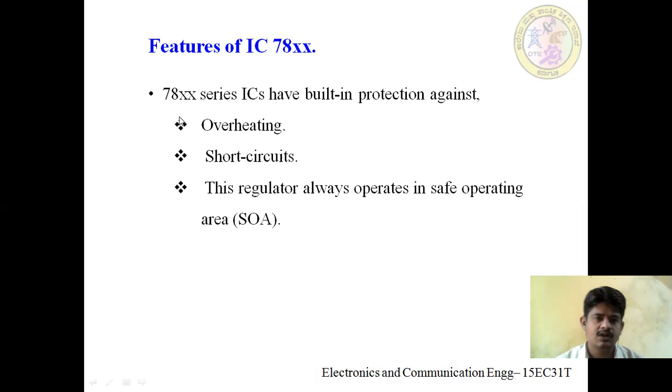And we have still more features. The 78 series IC has built-in protection against overheating and short circuit, and the regulator always operates in a safe operating area. It means sometimes it may overheat or it may have a short circuit problem. In that case, these ICs come with inbuilt protection. That means if there is any overheating, automatically it will take care of it. Similarly for short circuit, and it normally operates in the safe operating area. Means it will be operating in the safe zone. It will not go beyond that safe zone so that it will not get damaged. So these are the features of IC 78XX.